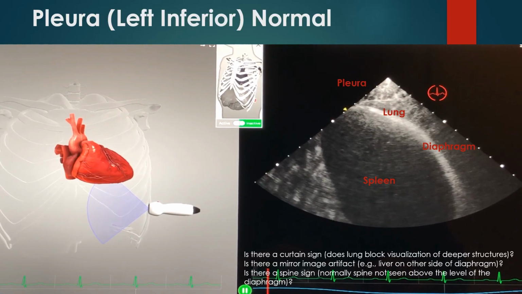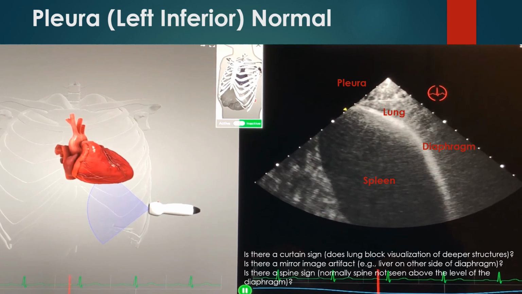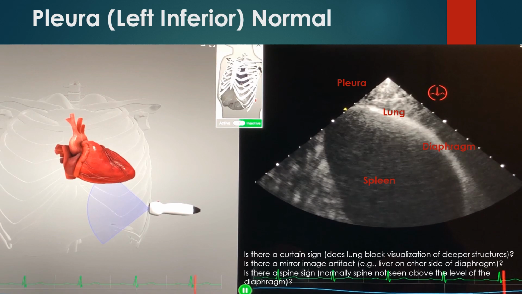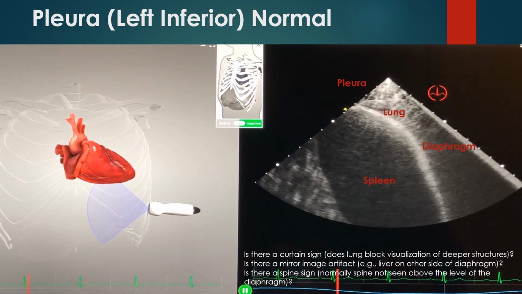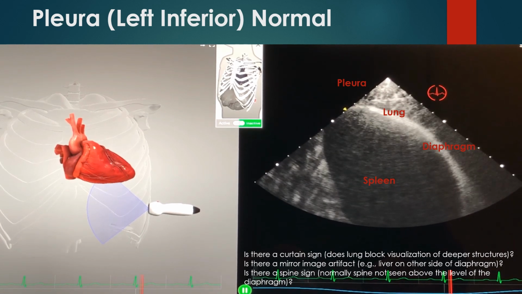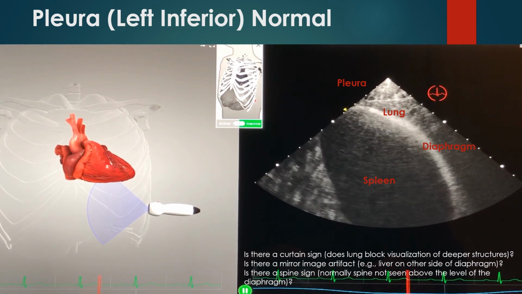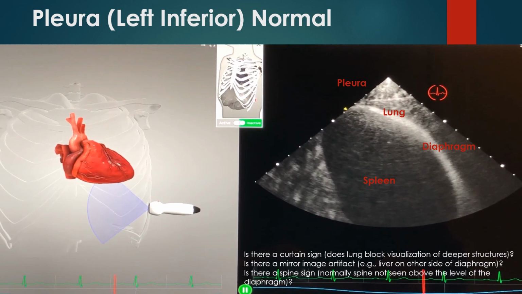So this is a pleural scan. You can see you're about over here on the left side in the 3D image. You can see you're about the 10th intercostal space, and you can see here you've got the lung, the diaphragm, the spleen, and the pleura. You can see the diaphragm excursion here.